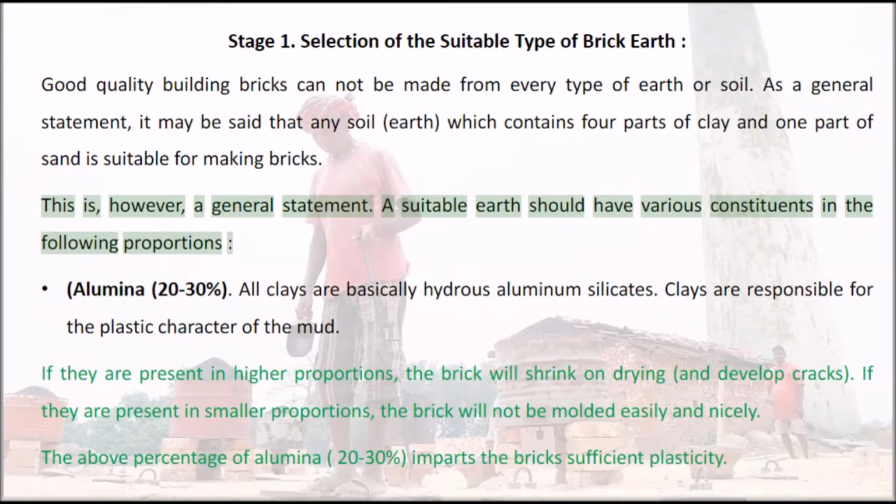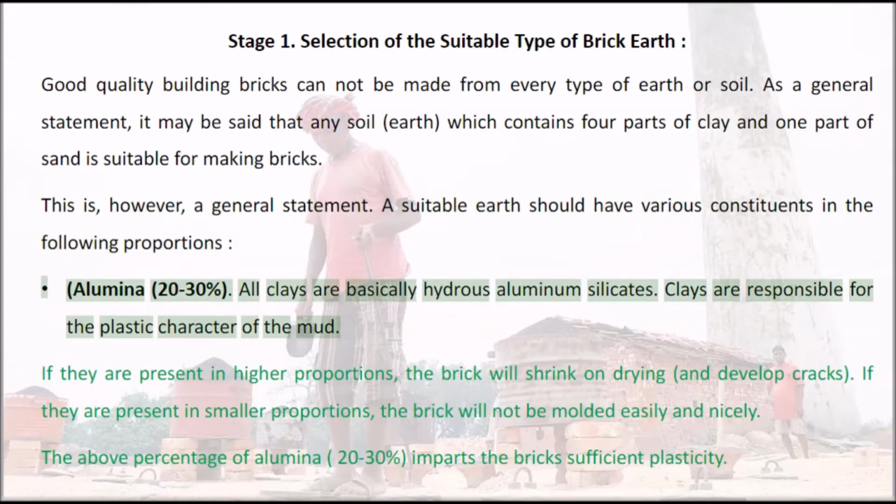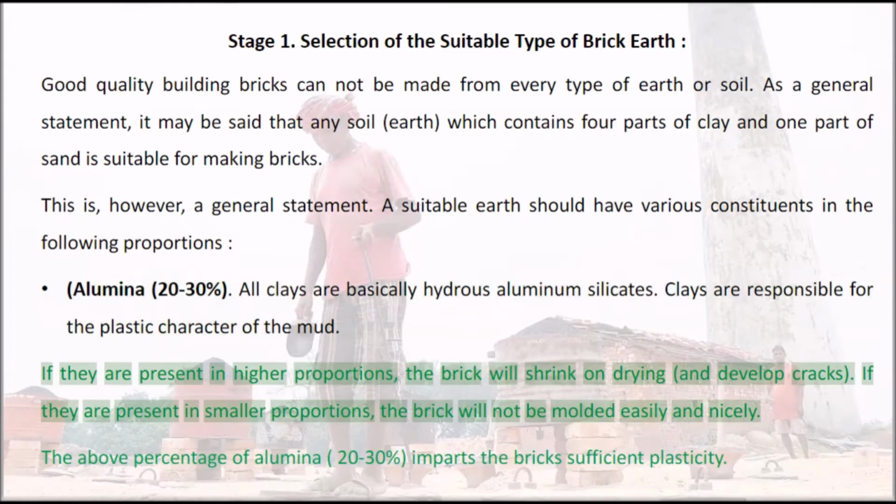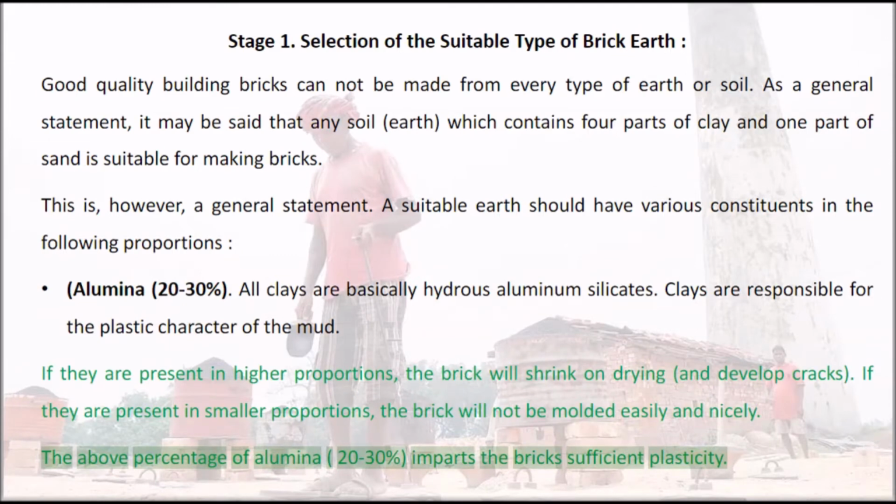Alumina, 20 to 30%. All clays are basically hydrous aluminum silicates. Clays are responsible for the plastic character of the mud. If they are present in higher proportions, the brick will shrink on drying and develop cracks. If they are present in smaller proportions, the brick will not be molded easily and nicely. The above percentage of alumina, 20 to 30%, imparts the bricks sufficient plasticity.